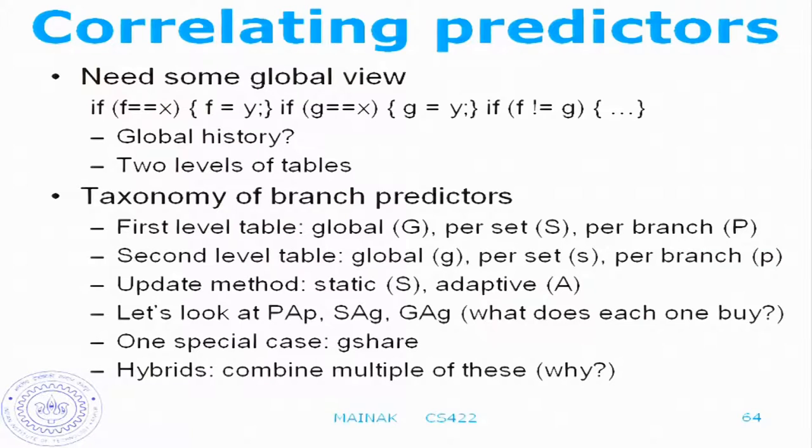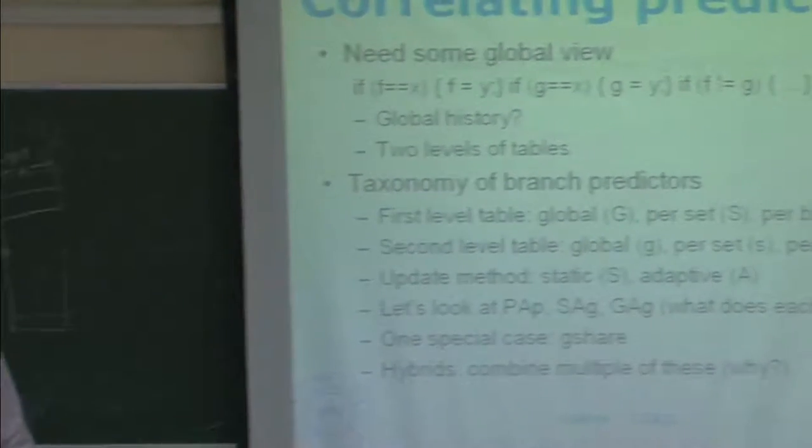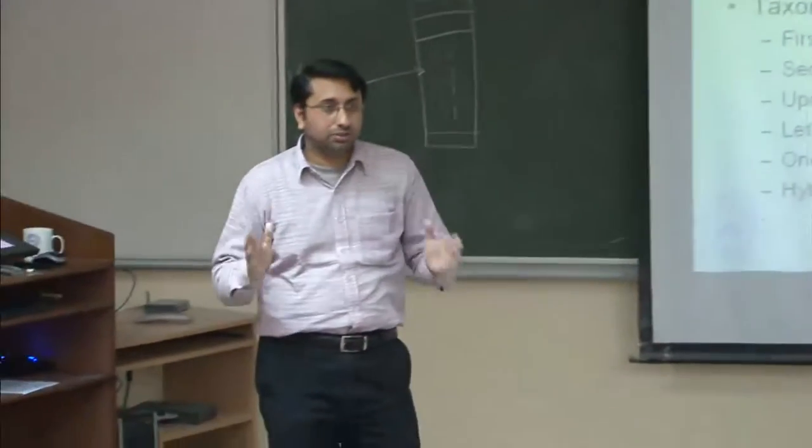That is, branches that have relationships across them. I have an example. Suppose you have this program. If f is equal to x, then you assign y to f. If g is x, then you assign y to g. And then you say if f not equal to g, you do something. Do you see that the outcome of this branch depends on the outcome of the previous two branches, right? So this is called a globally correlated branch ensemble.